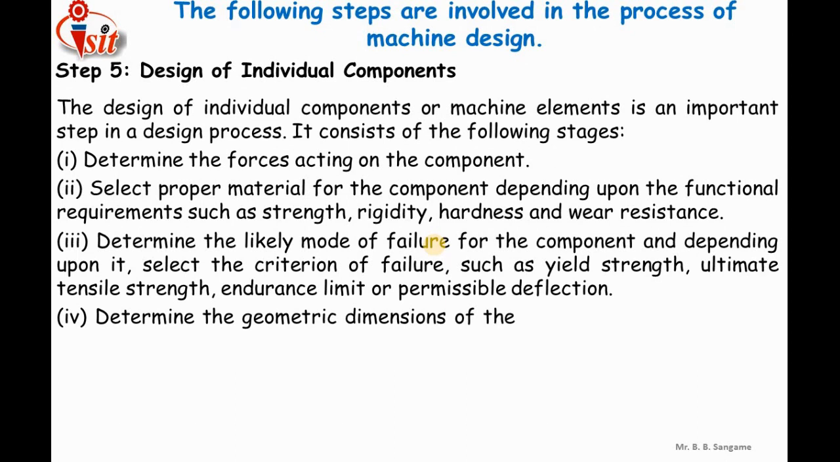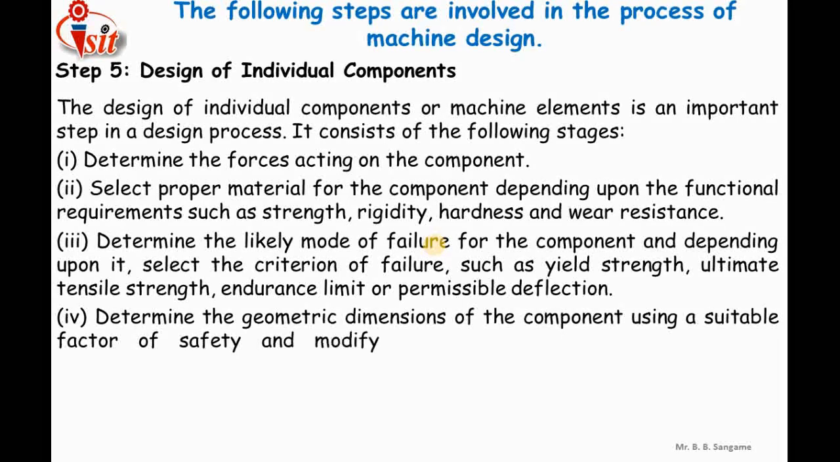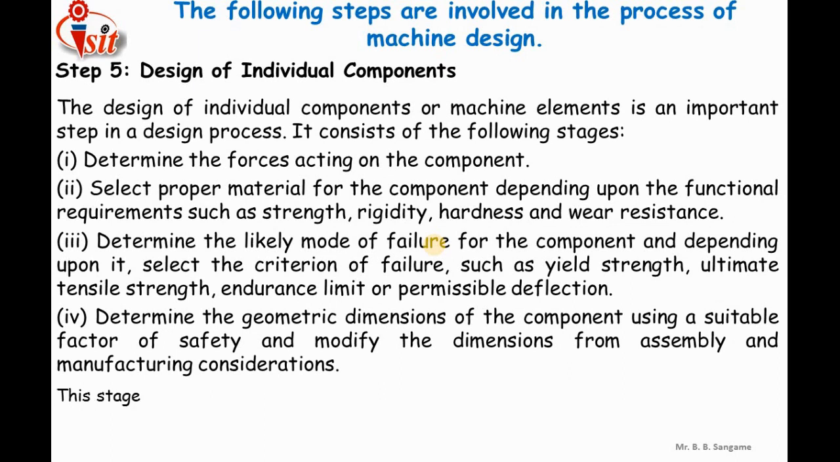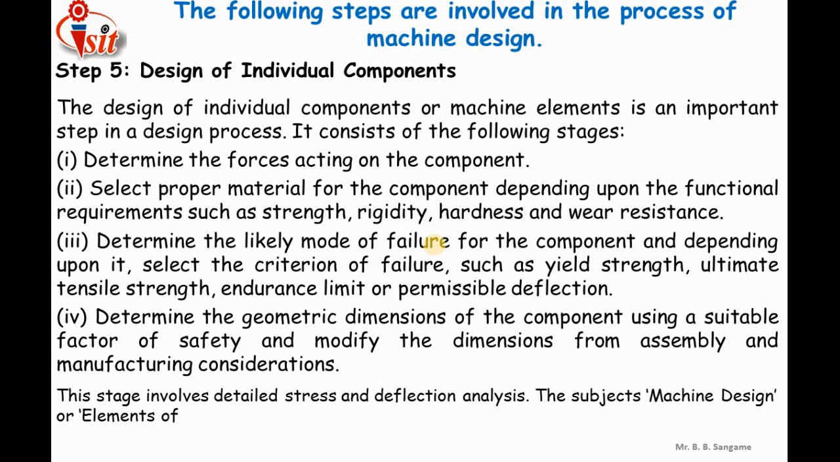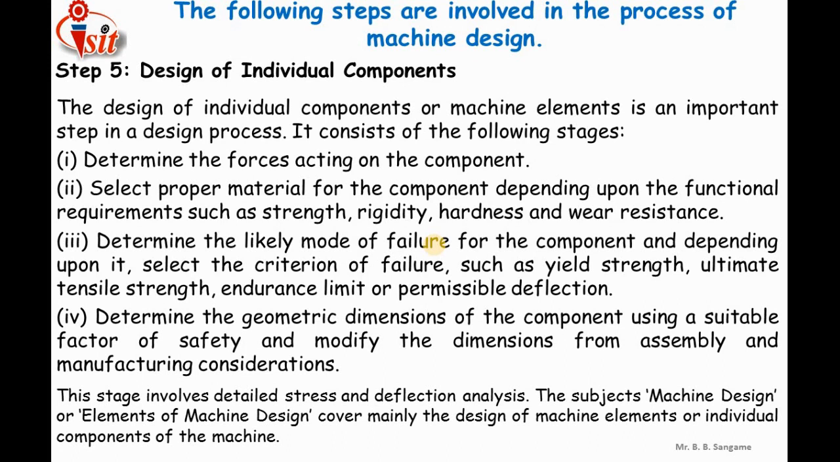Fourth step is to determine the geometric dimensions of the component using a suitable factor of safety, and modify the dimensions from assembly and manufacturing considerations. Again, at this step, the design engineer has to decide the factor of safety. The factor of safety is decided on the basis of various significance factors. What kind of machine is there, how many lives depend on that machine, failure to property, loss to property, loss to life; many parameters are considered while selecting the factor of safety.